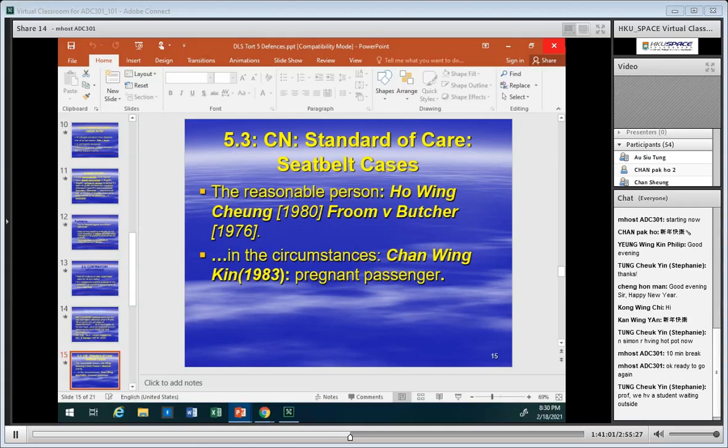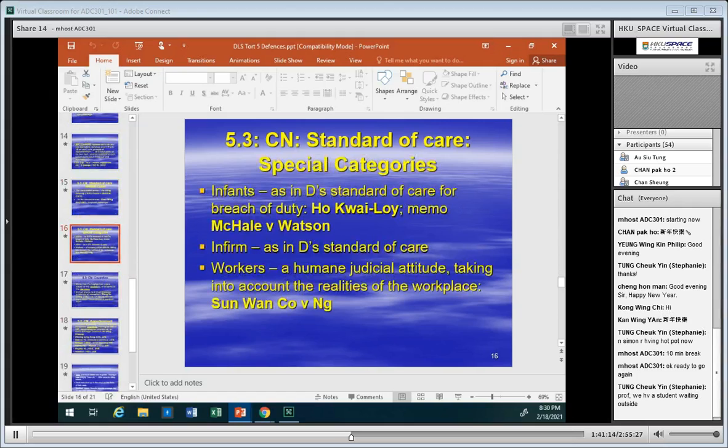Ho Wing Cheung on the standard of care for plaintiffs. Okay, remember the defendant's got to prove that the plaintiff did not come up to the requisite standard of care. Also, the defendant has to prove, we'll see this in a moment, causation. With regard to the other categories, remember the standard of care for infants is that of an ordinary infant of that age. Okay, remember those cases we looked at before, McCall and Watson and those other ones.